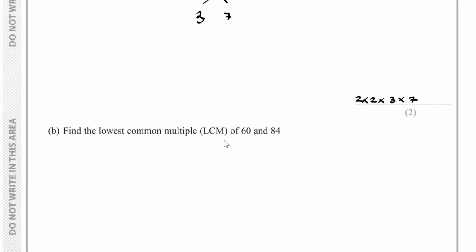And then finding the lowest common multiple of 60 and 84. Well, the 60 we can split up into 2 times 30, 30 we can split up into 3 times 10, 10 we can split up into 2 times 5, so 60 is equal to 2 times 3 times 2 times 5, and therefore the lowest common multiple, well, we've got a 2 over here which is common to both.